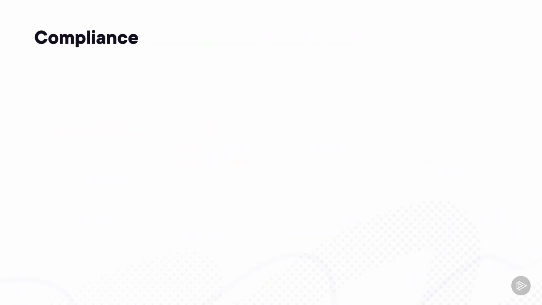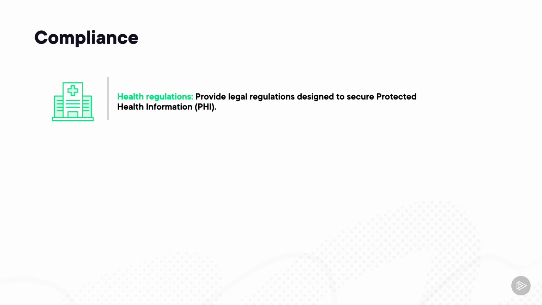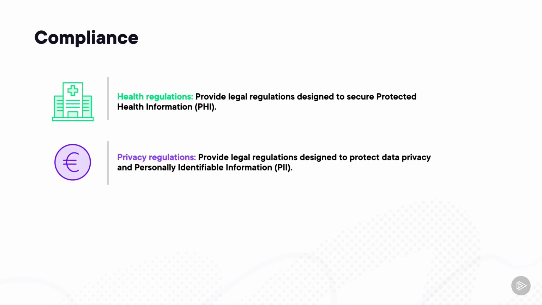Now, one of the most important aspects for an organization related to asset management is compliance, which is why I'm giving it its own section. Now, compliance comes in various forms. Health regulations, which are designed to protect personal health information, like the US government's HIPAA regulations, or compliance can come in the form of privacy regulations, like the European Union's General Data Protection Regulation.